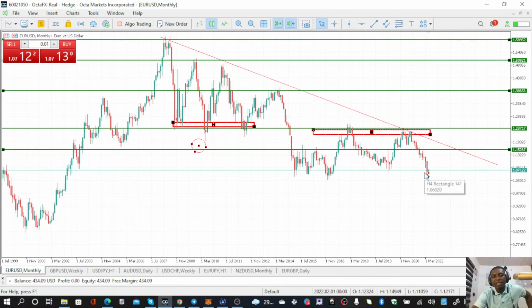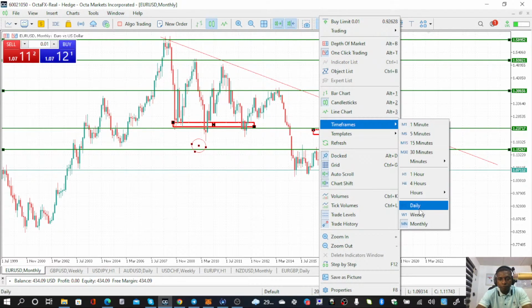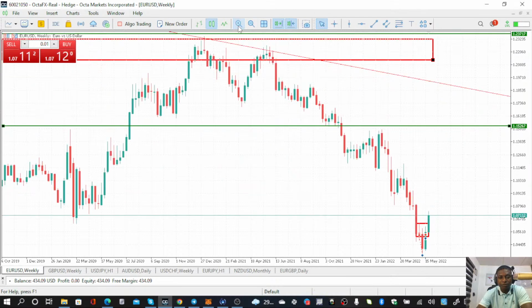Now we can see price at this current level from the higher time frame, which is the monthly time frame. So for a clearer view, we take it deeper. Let's go deeper a bit, to the weekly time frame. Now you could see something happening on the weekly time frame.